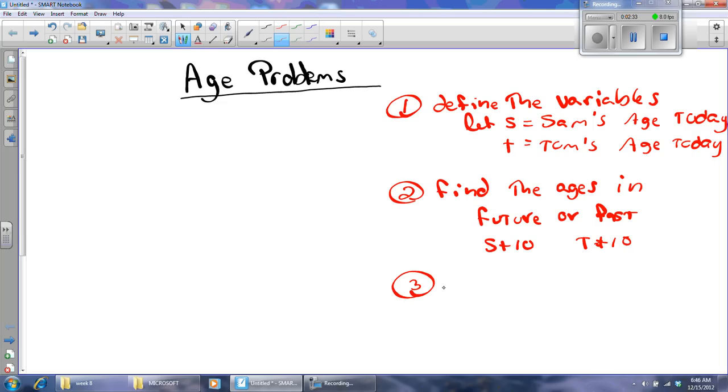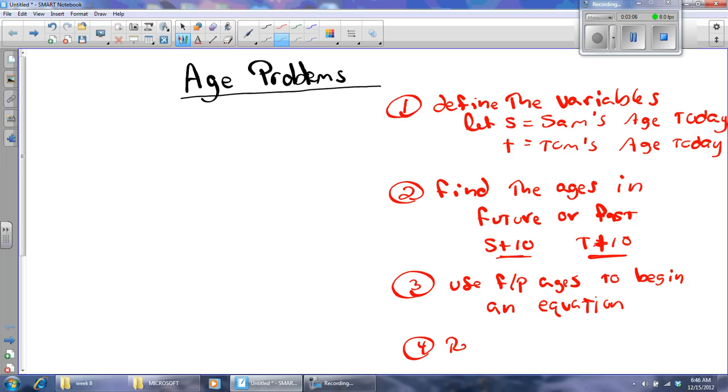All right. Number three. We're going to use the future or past ages to begin an equation. Won't actually be an equation because we won't have an equal sign yet, but we're going to write them next to each other, kind of like I did here. All right, and that's supposed to be a plus, of course.